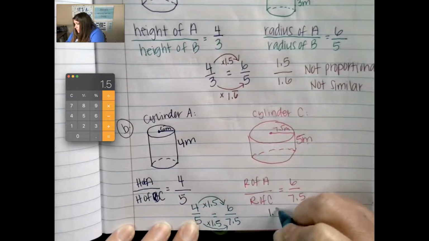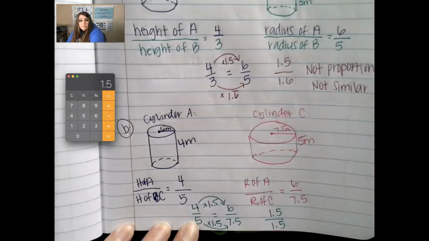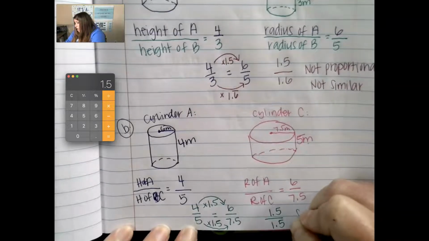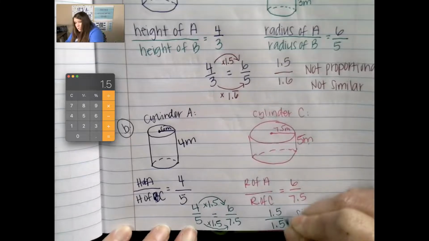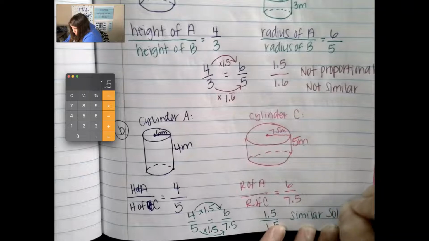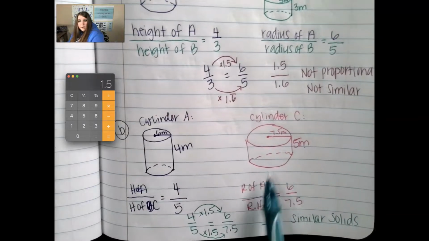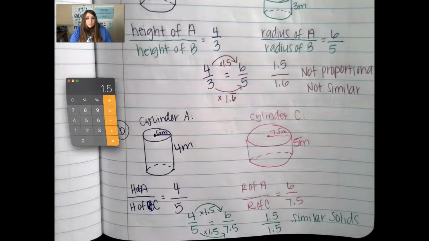So this means that my proportion, or the change, is 1.5 out of 1.5, which means that, yes, these are similar because their proportions are the same. So cylinder A and cylinder C are both proportionate. They both are similar solids.